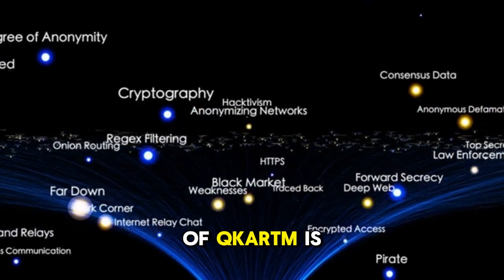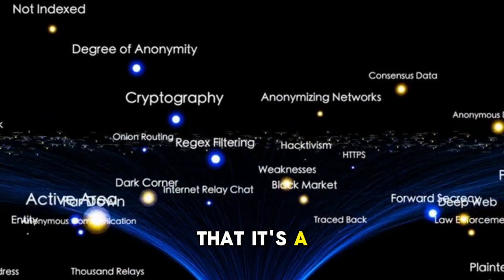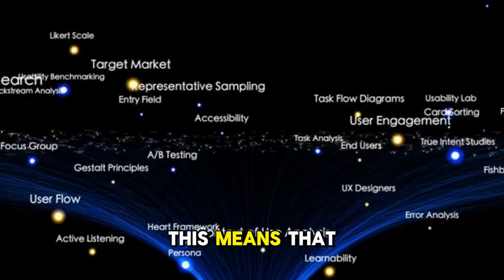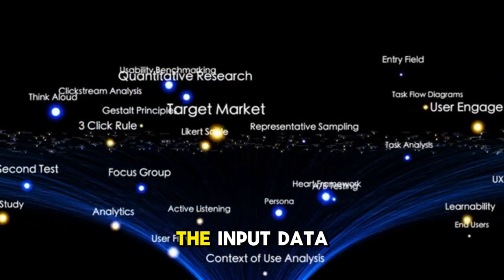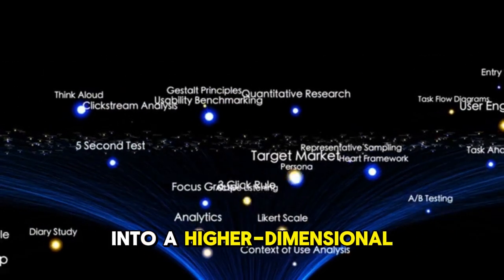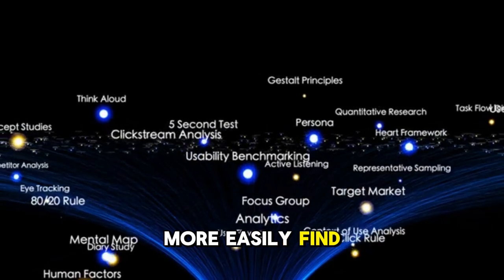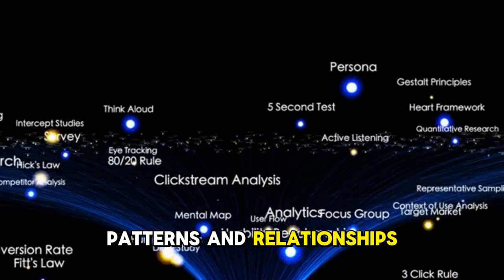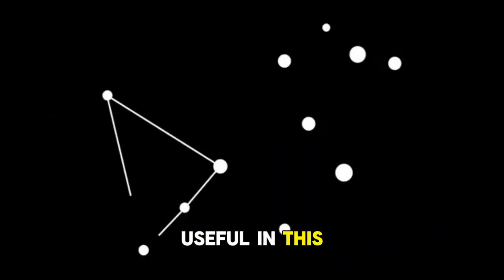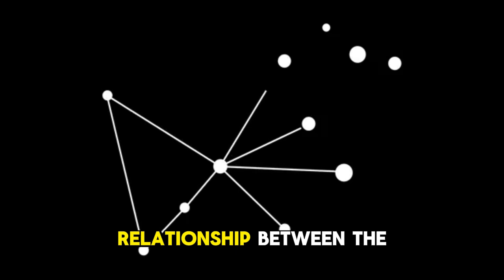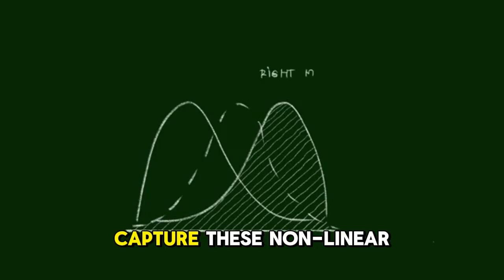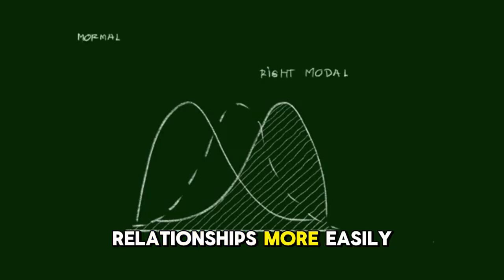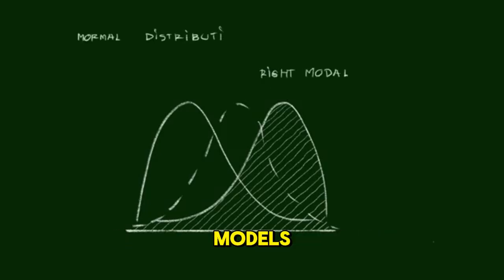Another key feature of QKAR is that it's a kernel-based algorithm. This means that it uses a mathematical technique called the kernel trick to map the input data into a higher dimensional space where it can more easily find patterns and relationships. This is particularly useful in this study because the relationship between the input variables and the output variable is nonlinear. The algorithm can capture these nonlinear relationships more easily than traditional linear models.